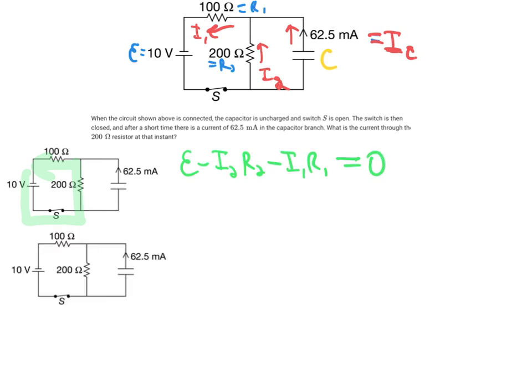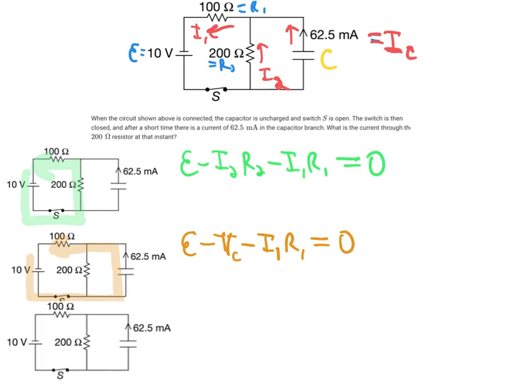On the other hand, I can also use something like this, going around here and then back through that resistor. In that case, I gain the battery, but I lose the voltage on the capacitor. And then I lose I1, R1. And again, complete loop, so we get 0. And then we have that this current, which is IC, plus this current, which is I2, they meet at this junction, and then I1 leaves that junction. So the junction rule tells us that I1 equals I2 plus IC.